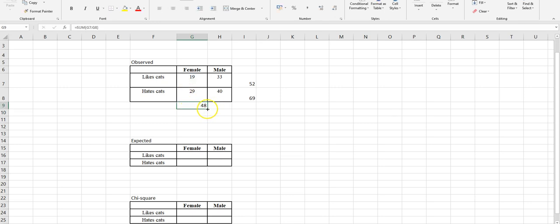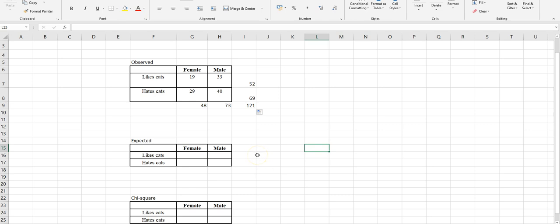And calculate this one here, and also calculate the grand total. So that 121 is our grand total. So these are the marginal sums and the grand total. And now we need to calculate how many people we would actually expect.